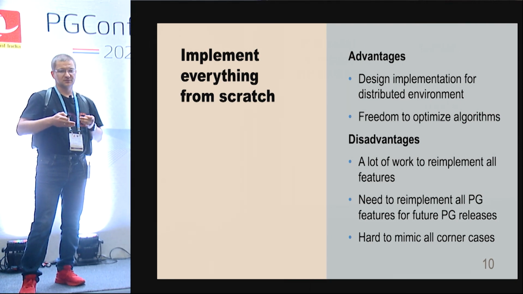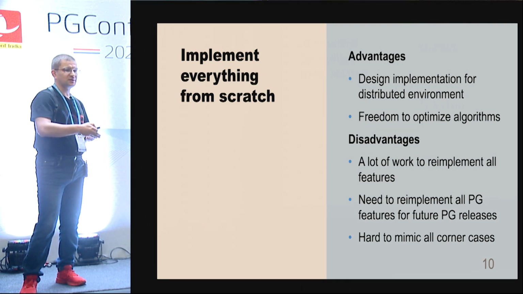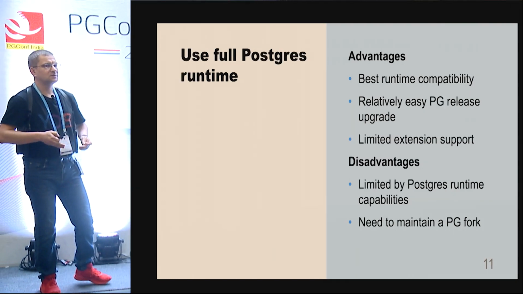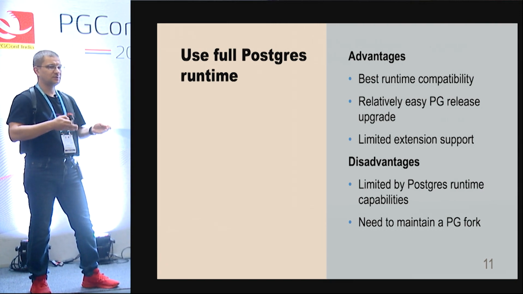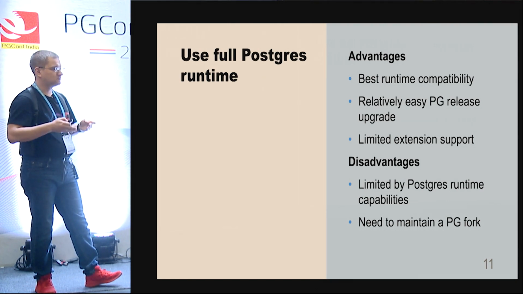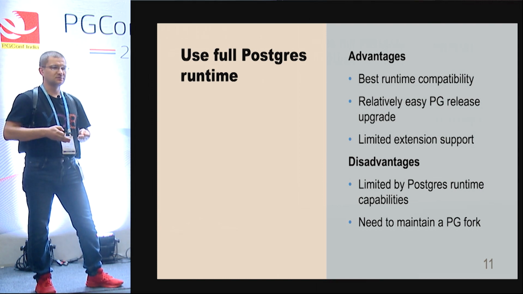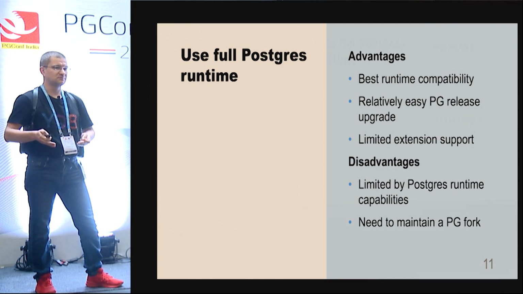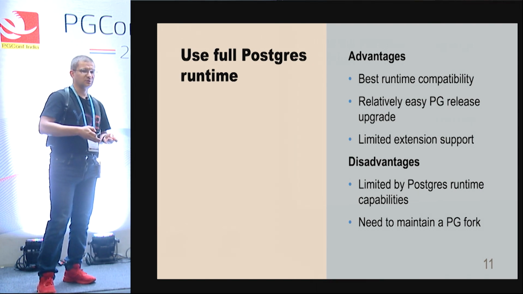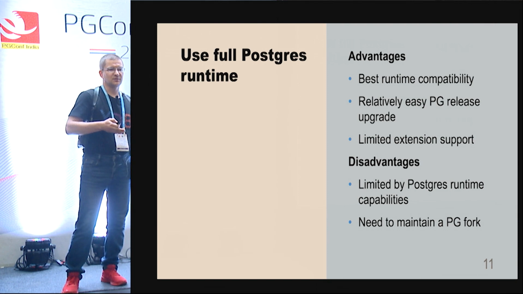Self-implementation is a hard way to mimic Postgres implementation details in corner cases. The second way is to take the Postgres runtime and switch the storage layer, similar to Yugabyte. It has some advantages. For example, it has very good Postgres compatibility because the Postgres runtime works itself. And we can use some extensions in the Postgres runtime. And it is relatively easy to upgrade Postgres.